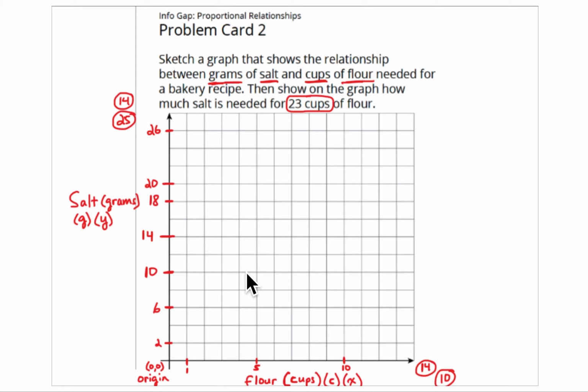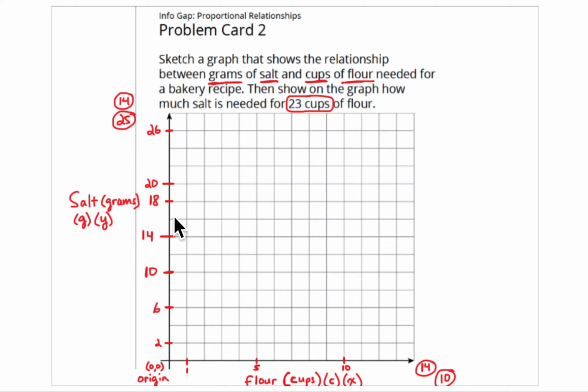So I was just looking at, so there's 14 units, 14 lines, and it's 10 cups of flour. I had forgotten that I have to get 23 cups of flour on the graph. So I was just focused on the 10. So I thought, well, I just count by ones and go out to 10.